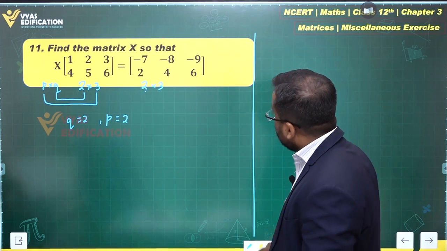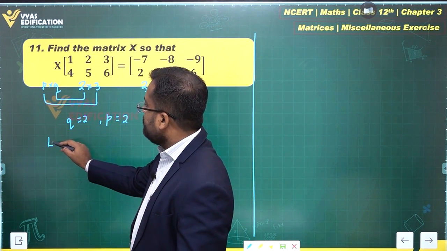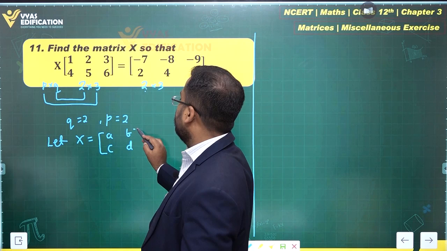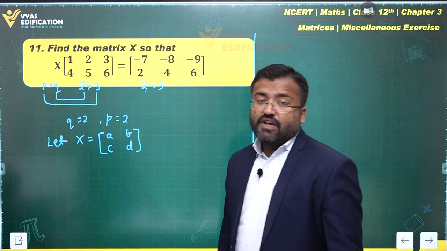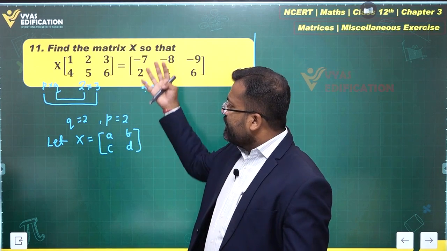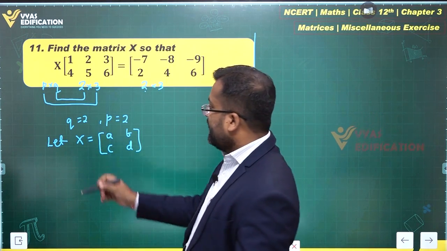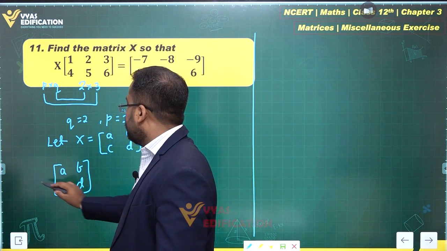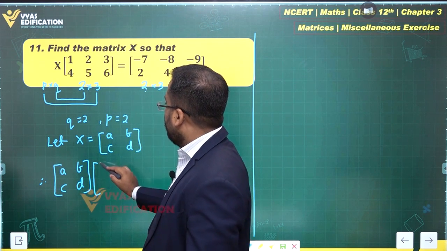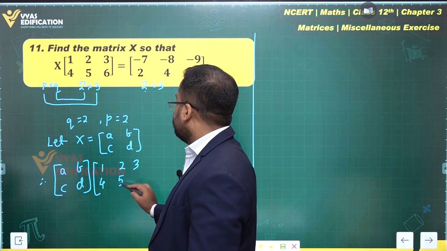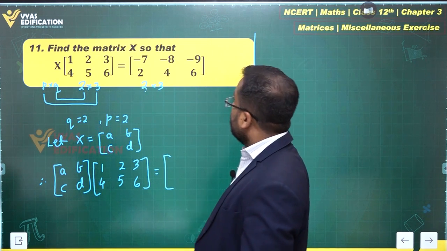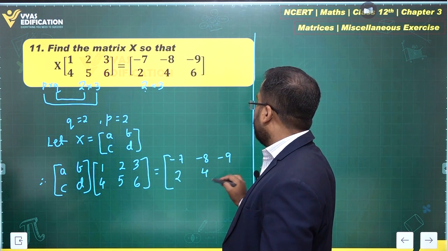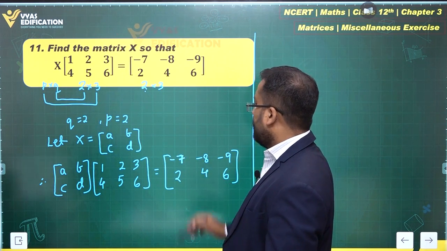Let us assume X is a 2 by 2 matrix, A, B, C, D, this matrix over here. Once we assume it as this, let's use this equation to find A, B, C and D. How do we find that? By multiplication, right? This matrix A, B, C, D multiplied with the matrix 1, 2, 3, 4, 5, 6 will be equal to this matrix over here. What is that? Minus 7, minus 8, minus 9, 2, 4, 6. This is what we have, right?